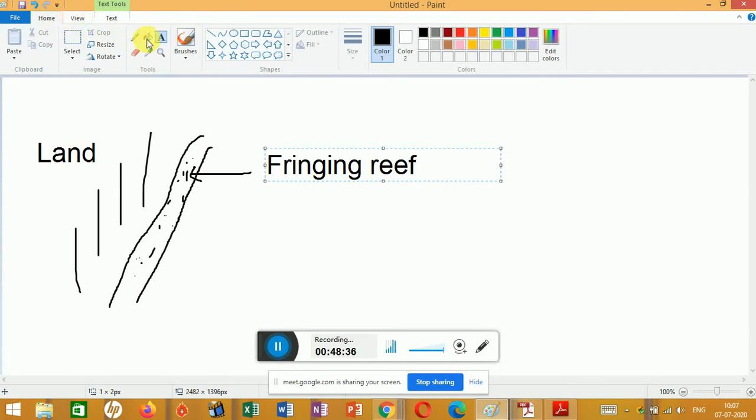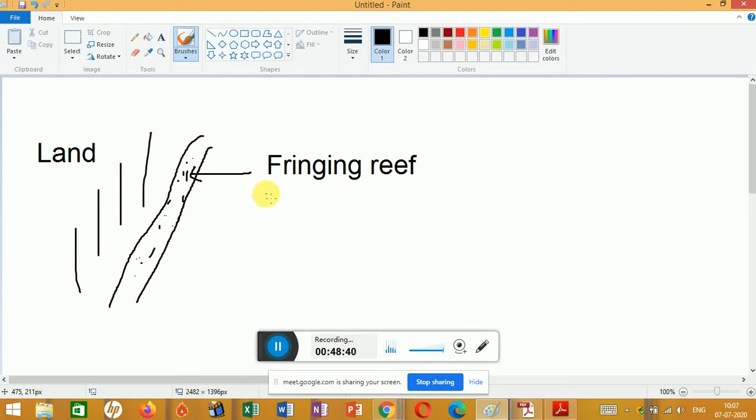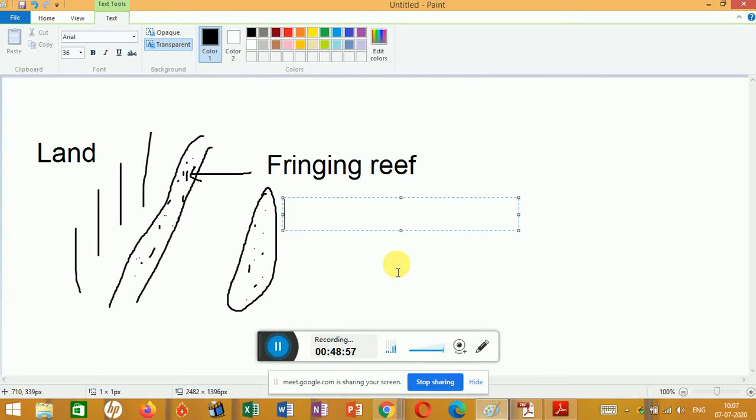And if corals are formed little away from the sea coast, somewhere here, let us say this is a coral reef, and this is called barrier reef. Its best examples are found in Australia, nearby Australia. The Great Barrier Reef is also there. So this is called barrier reef.